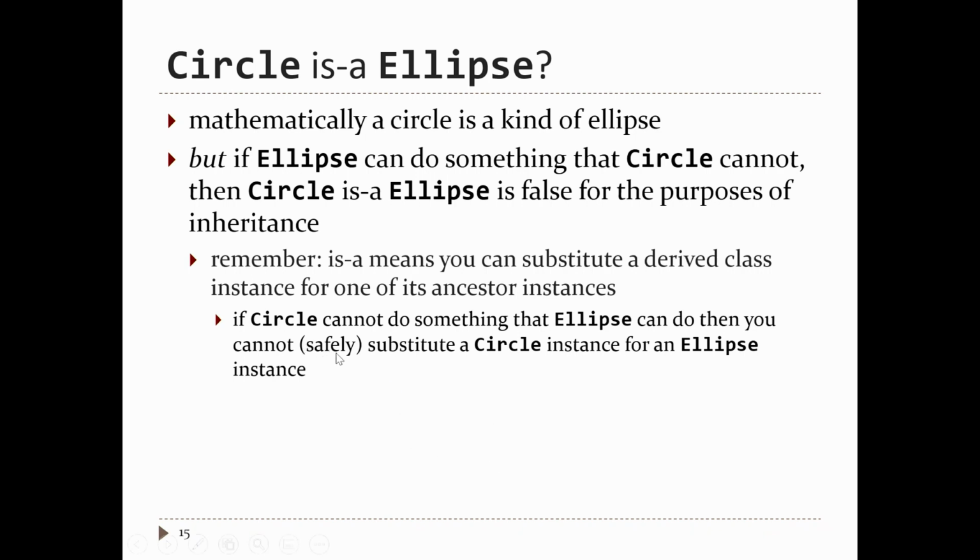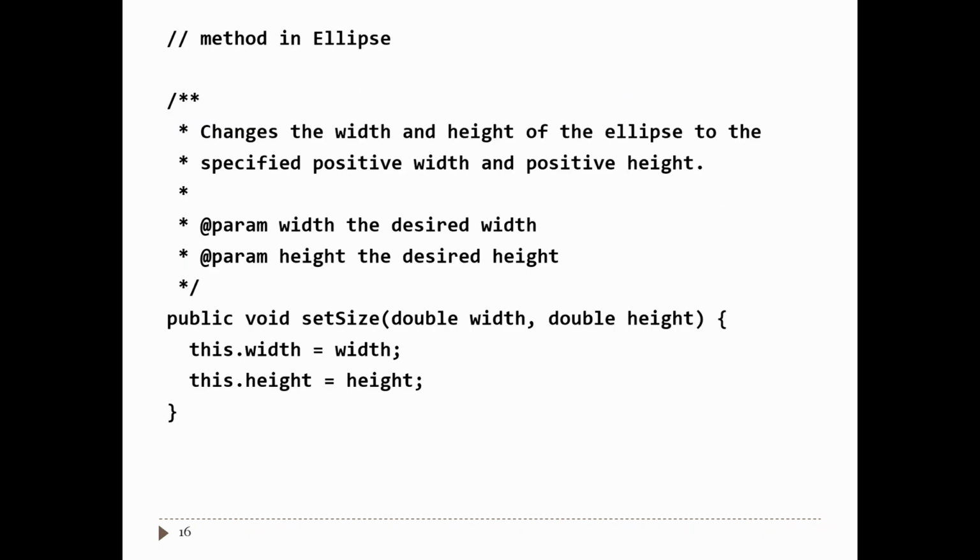Now notice that word safely. This doesn't mean that you can't do this. You can write a program that incorrectly uses inheritance, and it might run. It just might not do what you want it to do. So there's nothing in the language that actually checks for substitutability, which means the responsibility is on the programmer to make sure that substitutability is supported.